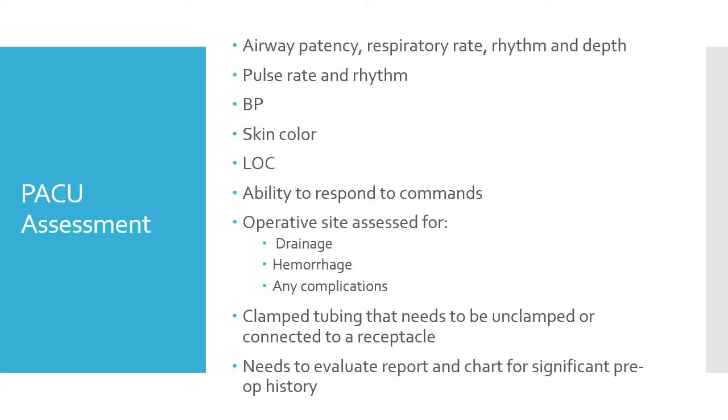So now they have transferred the patient into PACU. We have got our report. Now what do we do? We're always going to check the airway, respiratory rate, rhythm, and depth. We also need to check their pulse, blood pressure, skin color, level of consciousness, or the ability to respond to commands. We always need to check their operative sites and their drainage. We need to check for hemorrhage or any complications, which we will discuss in a little while. We need to make sure if there are any tubes that are clamped or need to be unclamped. And we need to evaluate, report, and chart the significant pre-op history.